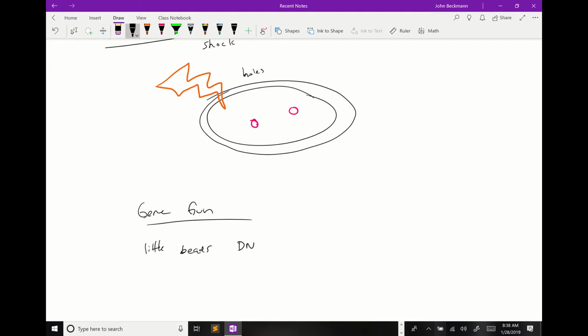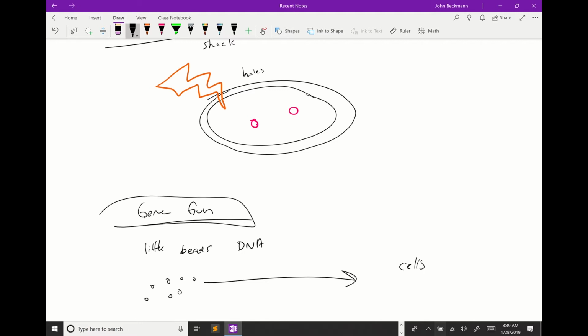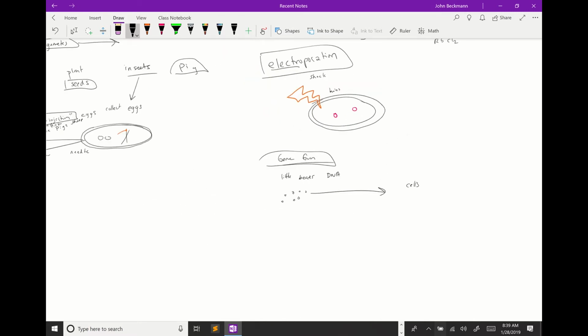So you take little particles and you bind DNA to them, and then it literally bombards the organism with particles and shoots the DNA into the cells. That's gene gun. You do that with plants. Okay, so those are mechanisms of delivery. I'm trying to think of what we go to.